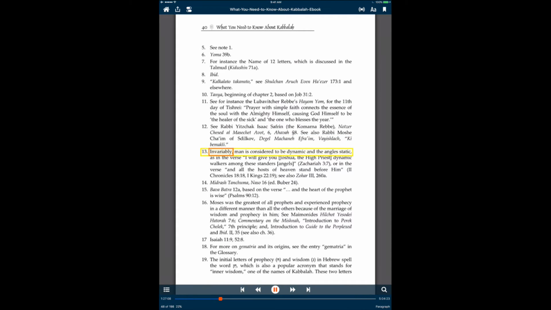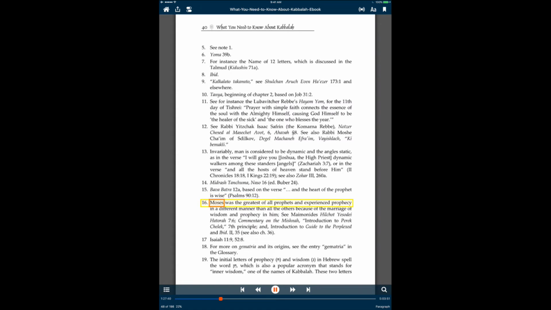13. Invariably, man is considered to be dynamic and the angel static, as in the verse, "I will give you, Joshua the high priest, dynamic walkers among these standers," angels, Zechariah 3:7, or in the verse, "and all the hosts of heaven stand before Him," 2 Chronicles 18:18, 1 Kings 22:19. See also Zohar 3, 260a. 14. Midrash Tanchuma, Naso 16, ed. Buber 24. 15. Bava Batra 12, based on the verse "and the heart of the prophet is wise," Psalms 90:12.